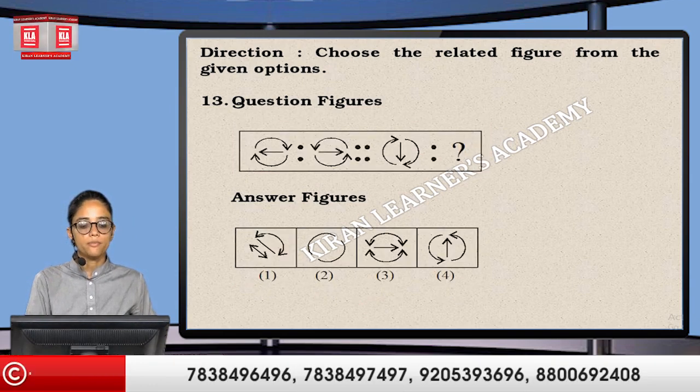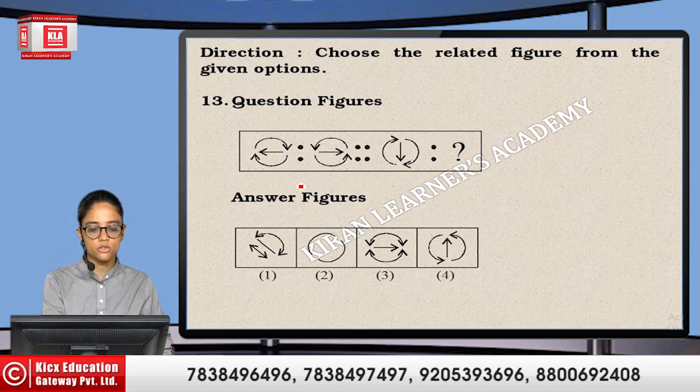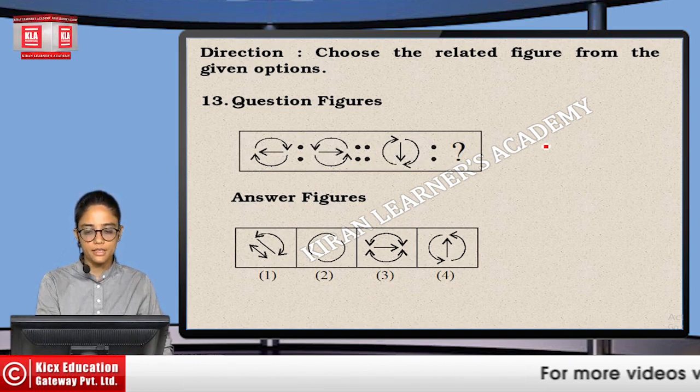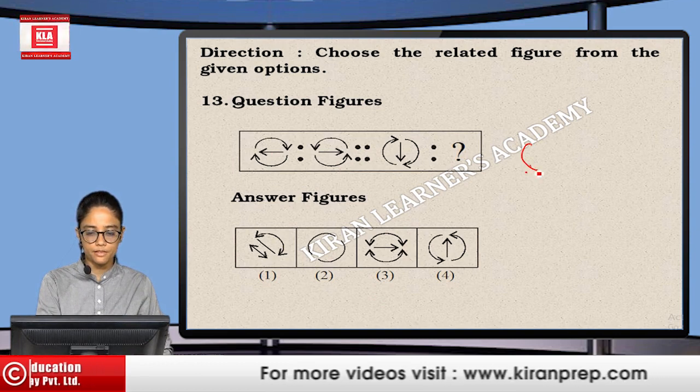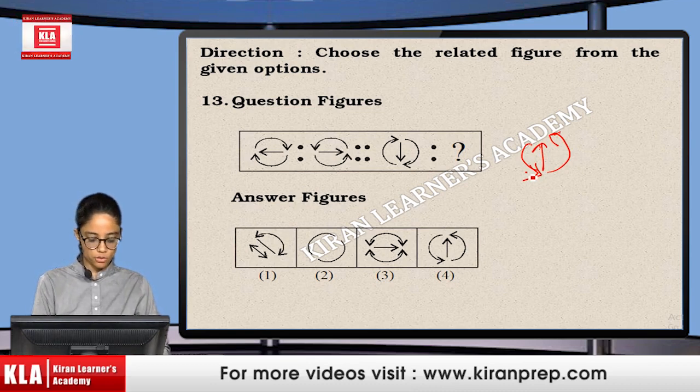Let's see the next one. In the next figure, we have just rotated the arrows, so that means it will be this way. So this figure is option number 4.